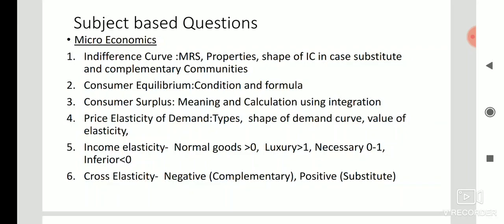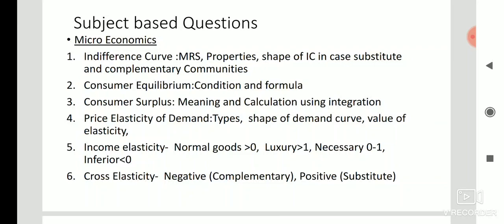So in case of a mathematical problem, first we have to calculate the willingness to pay, which is nothing but the integration of the demand function. Then the actual payment is price into quantity. So willingness to pay minus actual payment, we get consumer surplus.